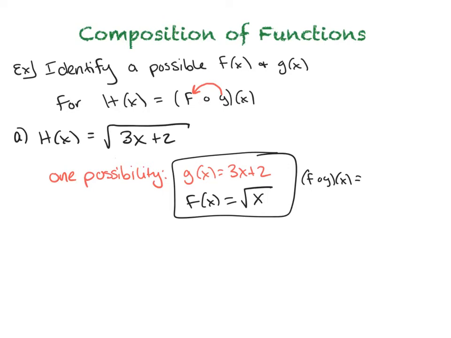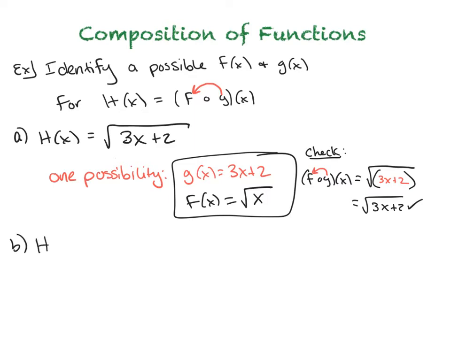So looking really quickly here, we've got g, and we're going to plug it into f. So this is for our check. And f is the square root of x, so I'm going to make the square root of parentheses. And 3x plus 2 is what I plug in there. And sure enough, this is the square root of 3x plus 2, which is what we wanted. Let's try one more of these.